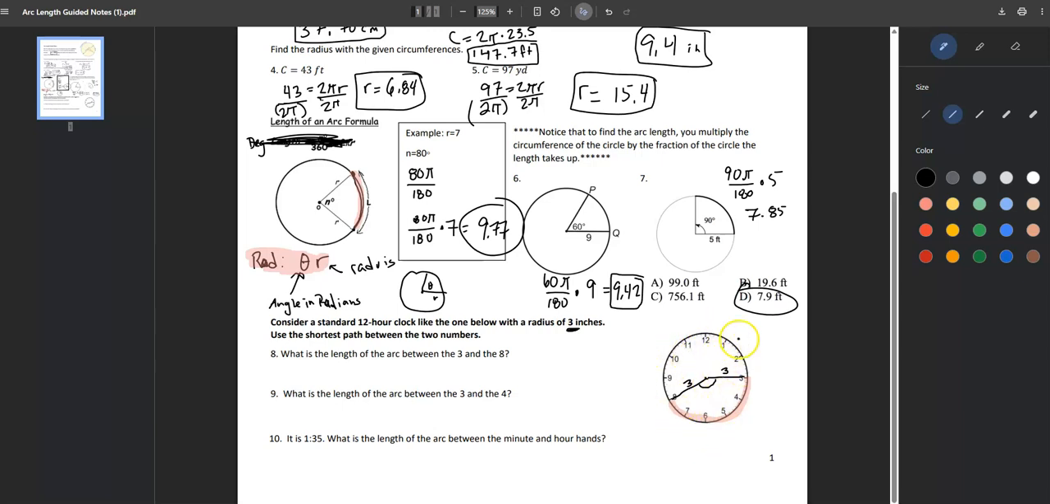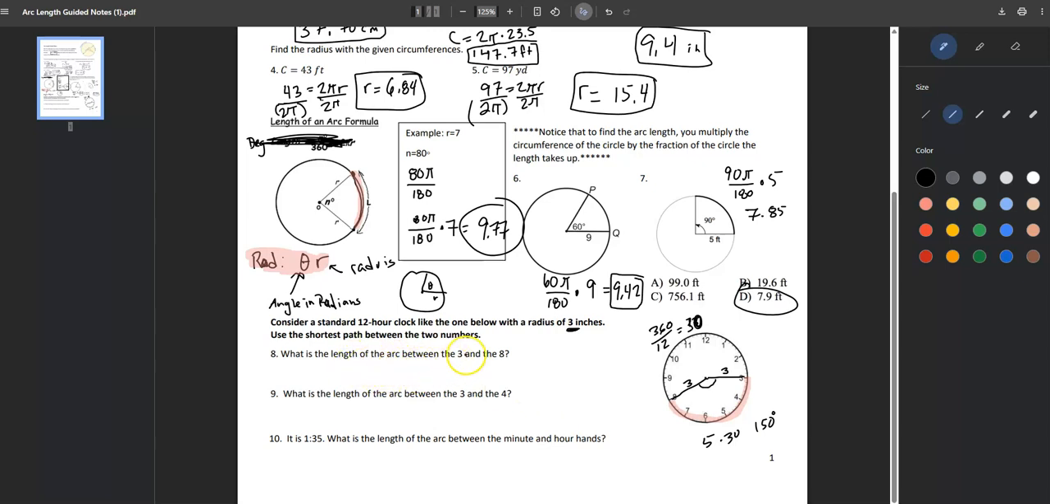Well, guys, this full circle is 360. So I'm going to divide it by 12, and that will tell me what each piece is. So each piece is 30. I've got 1, 2, 3, 4, 5 pieces. If I have 5 pieces, 5 times 30 will give me 150 degrees. So this is going to be 150 degrees here.